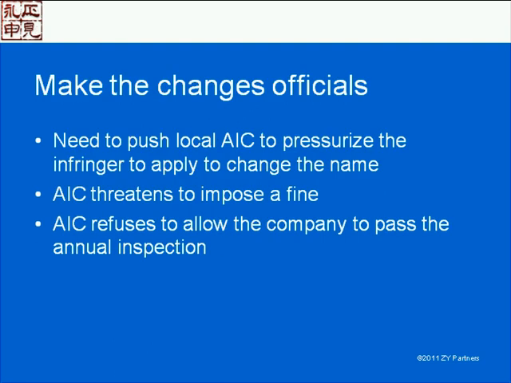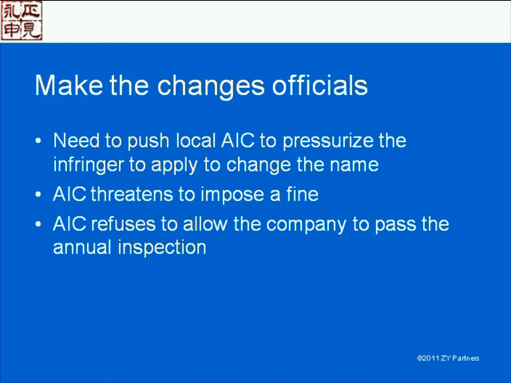Now, the next part I want to talk about is what happens after the decision is made by the local authorities. Let's assume you have a good decision by the local government officials. It's not a complete story yet. You have to really push the local AIC, the local authority, to pressure the other side to apply to change the name, because you cannot go to the company registrar to change the name for them, nor could the AIC do that themselves. The infringer has to do it.